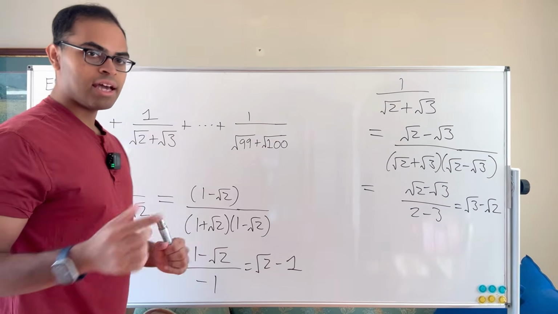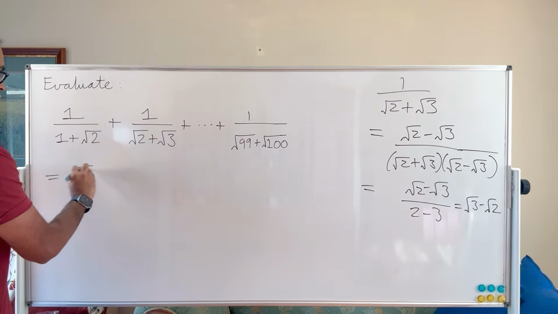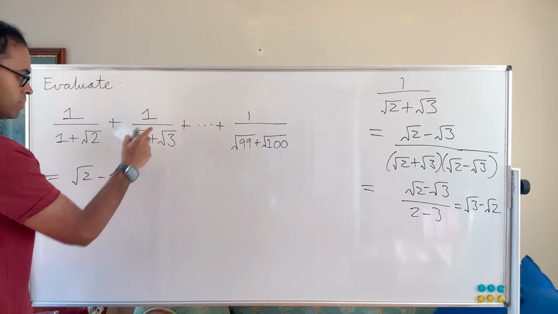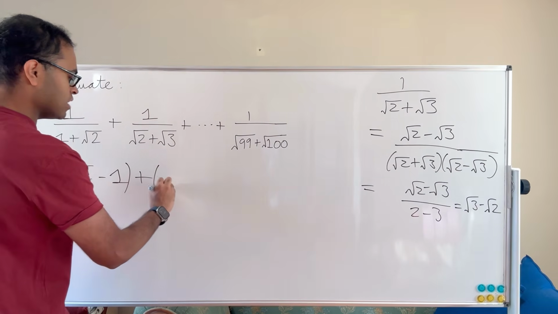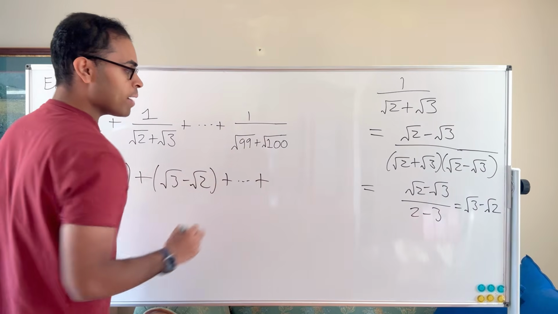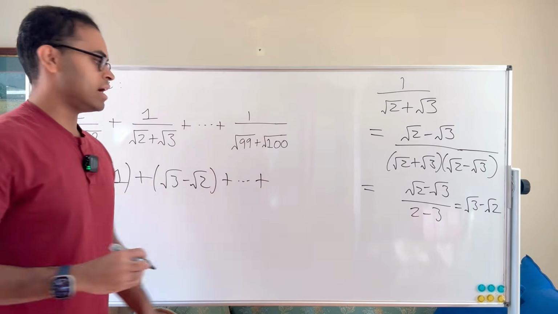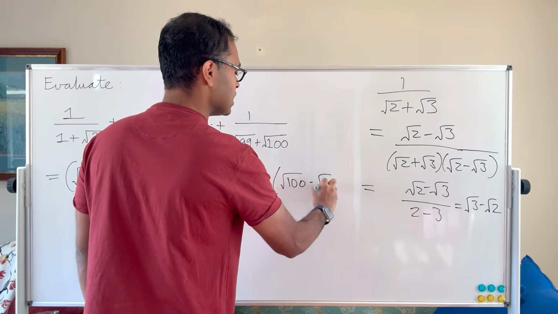So we see a pattern, and I'm going to write it down here. So let's now write out what the sum should be. So this is going to be root 2 minus 1. This is going to be root 3 minus root 2. So we're going to add on root 3 minus root 2. And it's going to keep going, and we're going to get all the way up to root 100 minus root 99. Okay, it's the same trick each and every time. You can even play around with it as practice and get a sense of it.